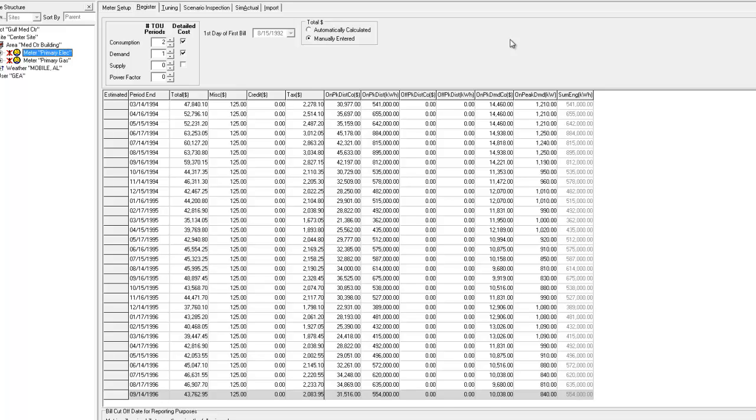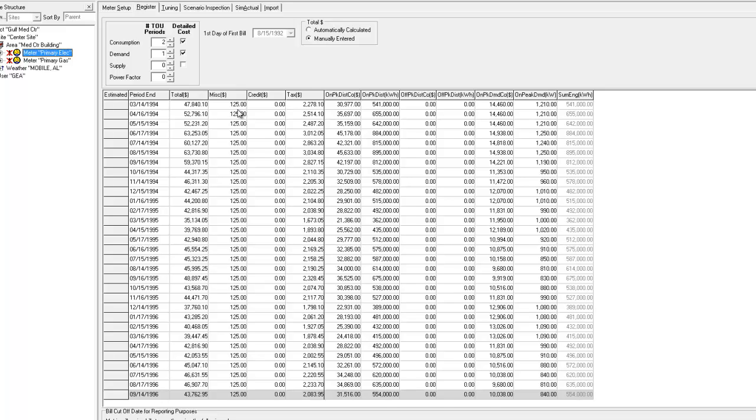The first thing to look at is the period end date. That's the last day that your bill encompasses. So this bill here would extend from March 15th through April 16th. The next column is your total cost. You can either manually enter that or have it automatically calculated by selecting this button up here.